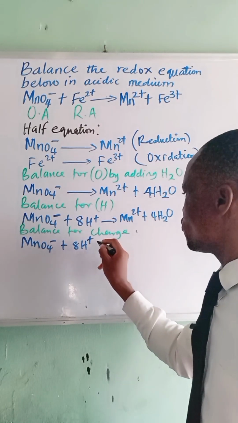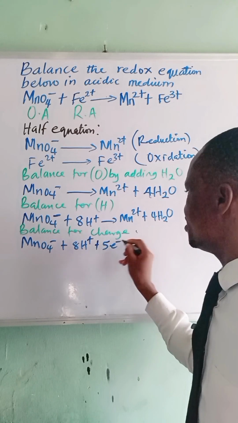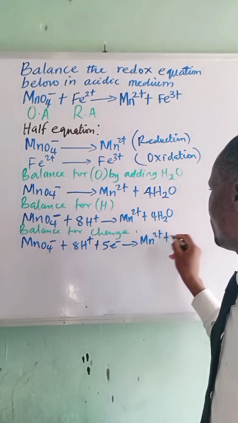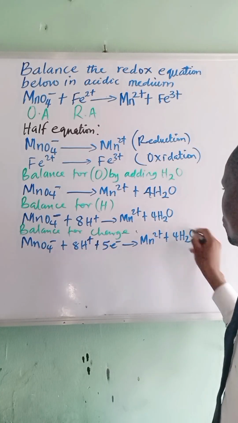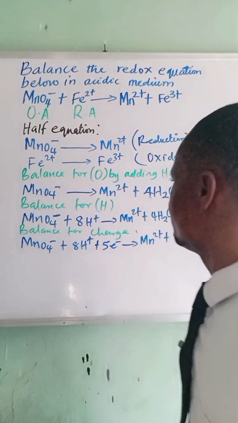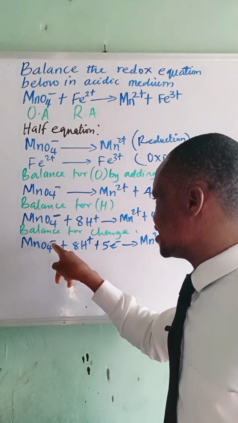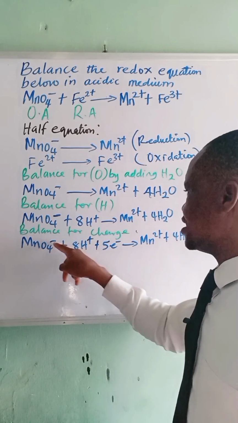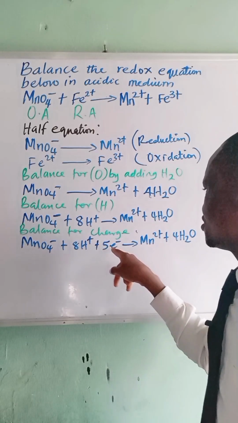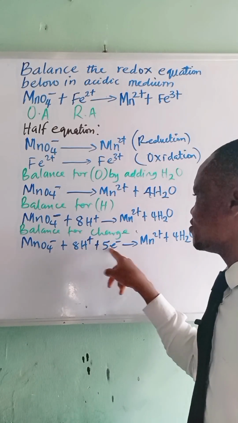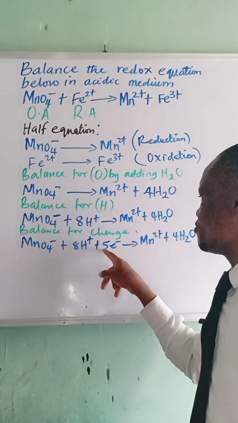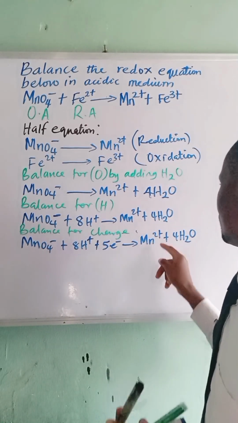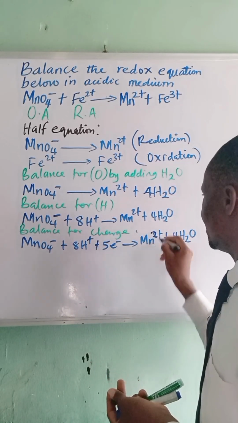So we add 5 electrons so that it will balance this charge, Mn2 plus and 4H2O. Now, remember, here is minus 1 and this is 8, then minus 5 electrons gives 2 on this side. So the charge here is now balanced.